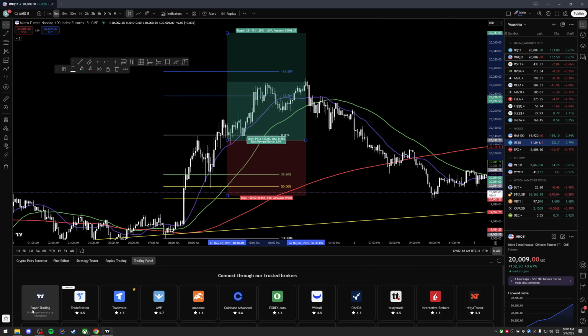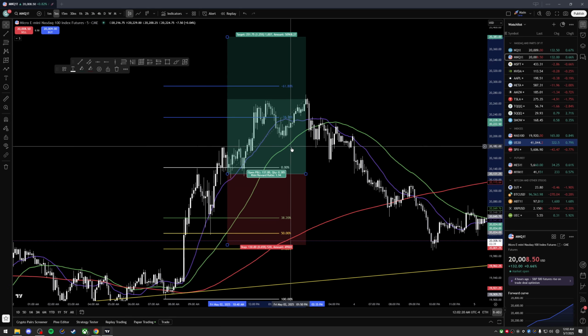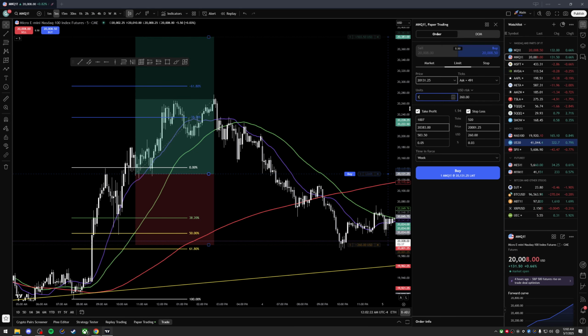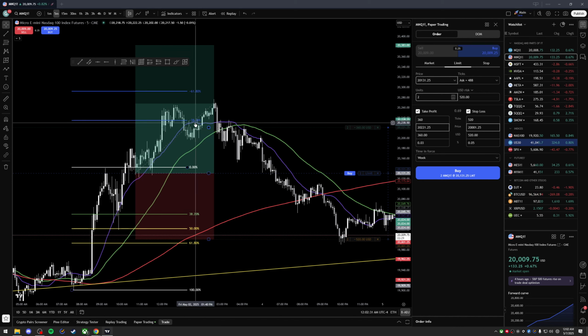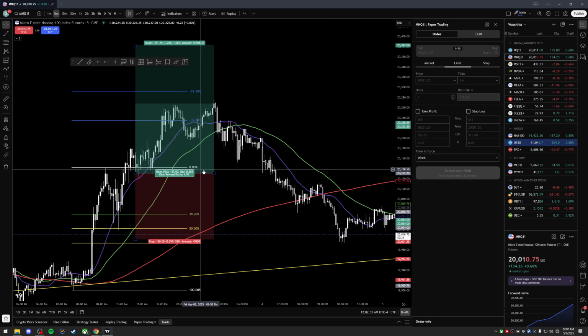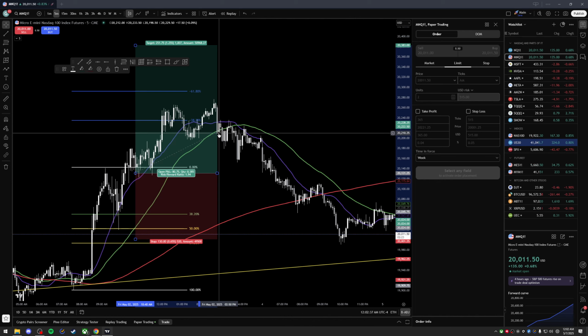Let me just put this in paper trading and make this order. I believe this day I had the 2 contracts, and no, definitely didn't close for 500. It was like a 360. Yeah, so I definitely closed around this candle here. The bottom of this candle around 245.